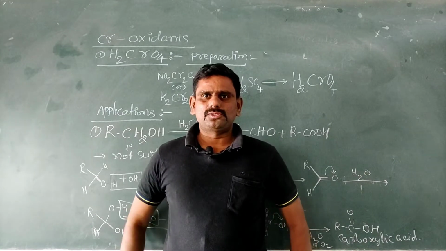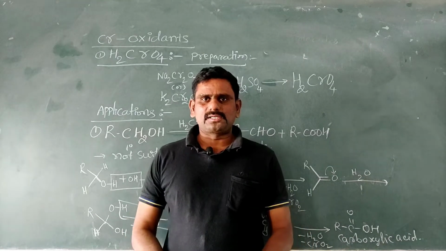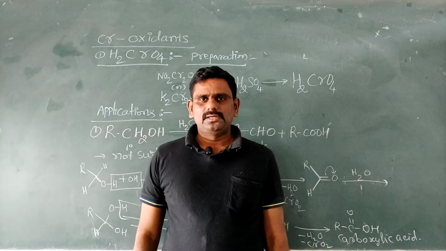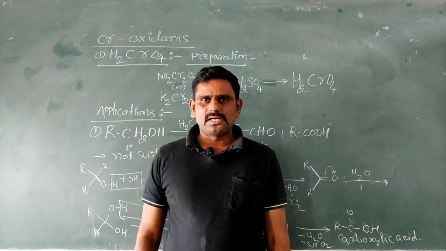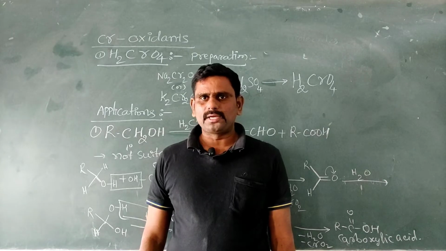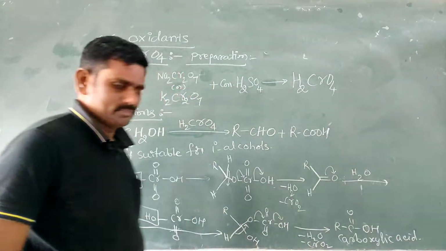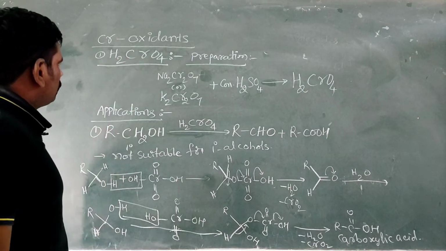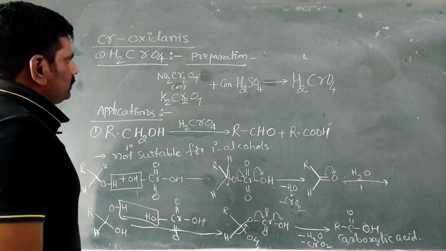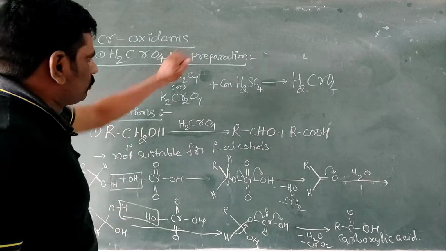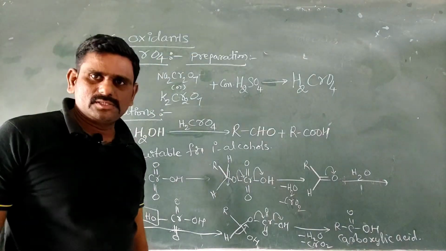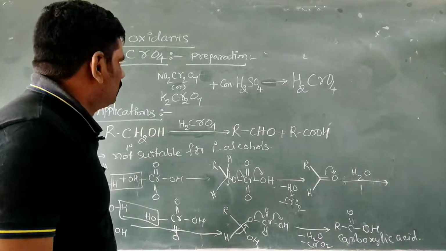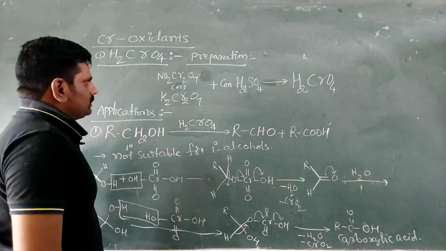Now we discuss chromium 6 oxidants. One of the chromium 6 oxidants is chromic acid, H2CrO4. In this, we are going to discuss preparation, applications and limitations. How can we prepare chromic acid?